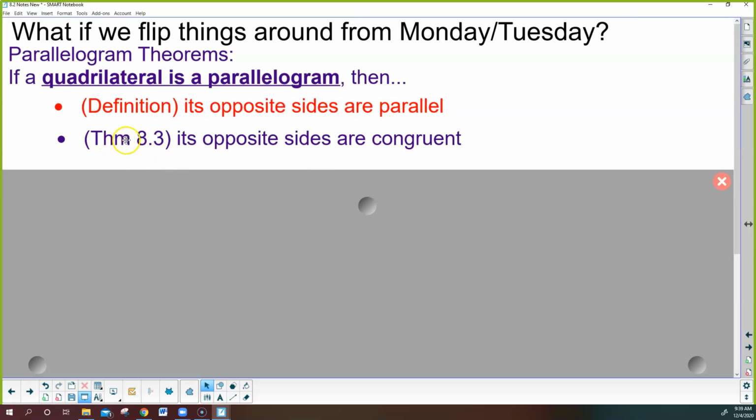And I'll just point this out, I don't care about the theorem number. So you don't even really have to write theorem 8.3. That is specific to only our textbook. So all you have to know is the reason right here. So if a quadrilateral is a parallelogram, then its opposite sides are congruent. So we know that their opposite sides are parallel, and we know opposite sides are congruent.